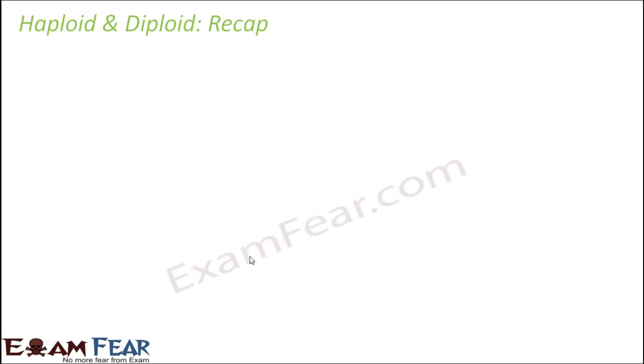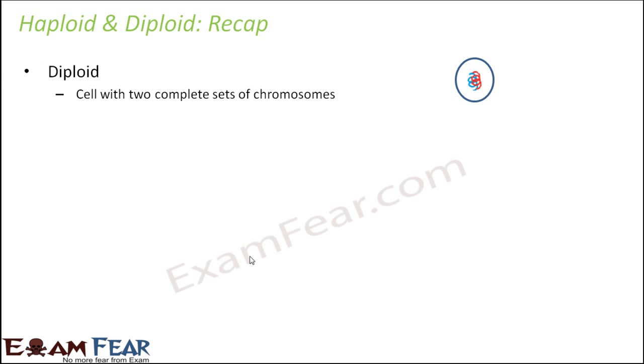So now, before we go ahead with the gametes formation process, let us quickly have a recap of what is haploid and what is diploid, because this is going to be very useful in the next few slides and I don't want any confusion in your mind about this. So what is haploid and what is diploid? A diploid cell is the one which has two complete sets of chromosomes. Di means two. So it has two sets of chromosomes.